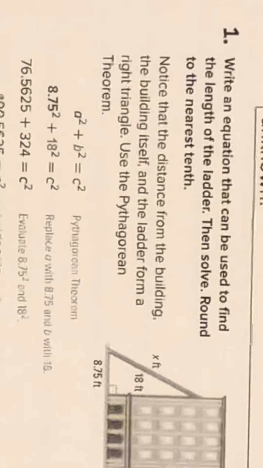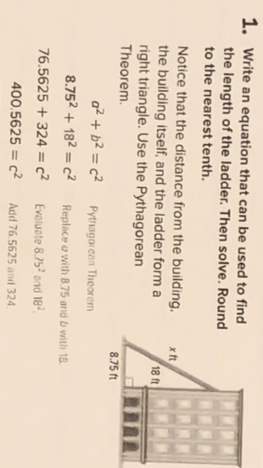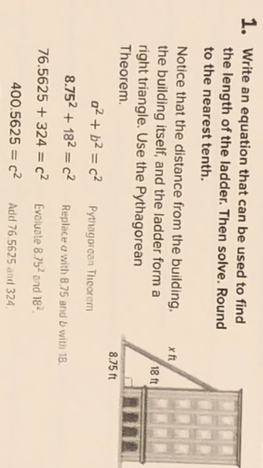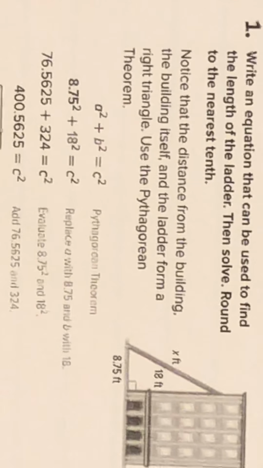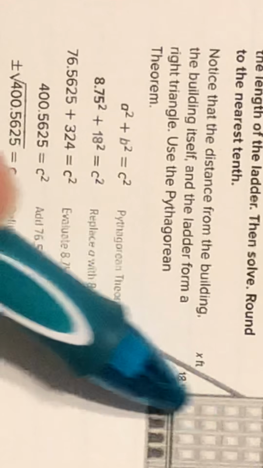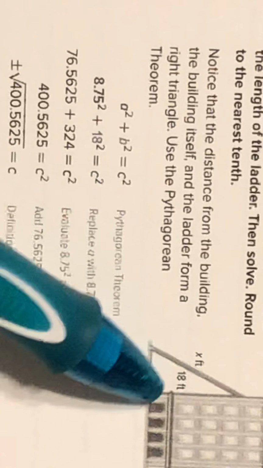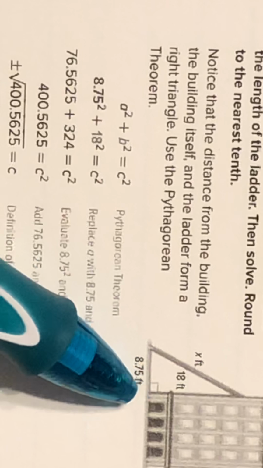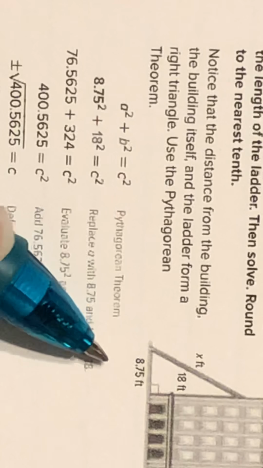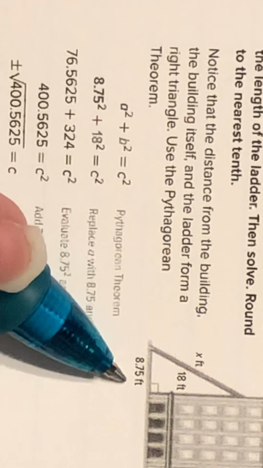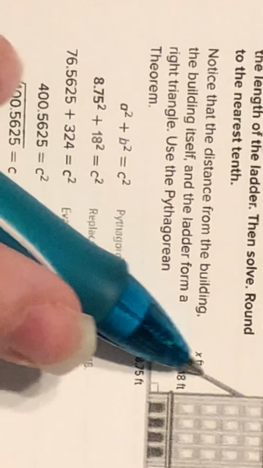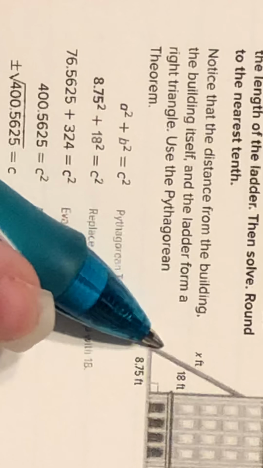Example 1 says write an equation that can be used to find the length of the ladder. Then solve. Round to the nearest tenth. So here's my building, right? There's 18 feet between the bottom of the building and the top of the ladder. And there's 8.75 feet from the bottom of the building to the bottom of the ladder. And I want to find how tall the ladder actually is.